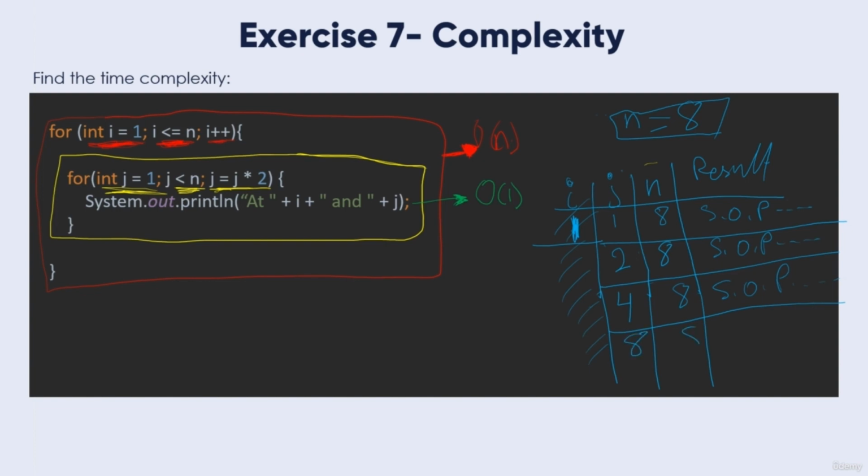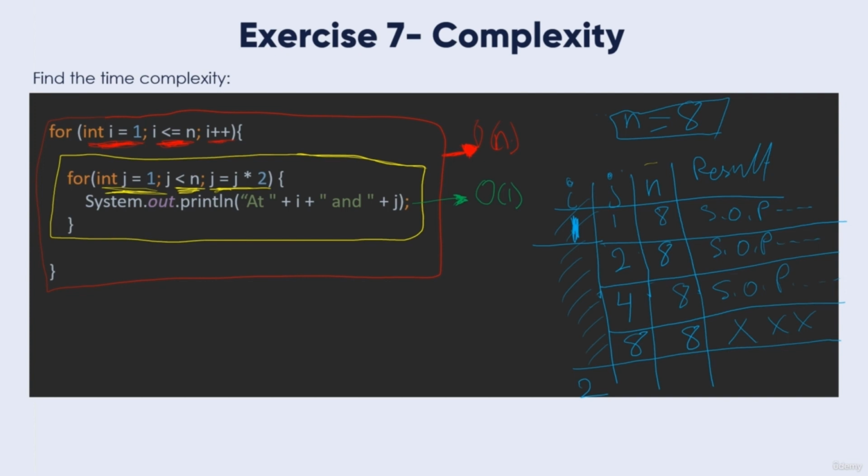Is j less than n? No, it is equal to n. So j is not less than n, so the loop stops here. It will stop and go up to i and continue, because i is increased by plus plus. Remember, when increasing i with plus plus, this loop will go through all elements from 1 till n.